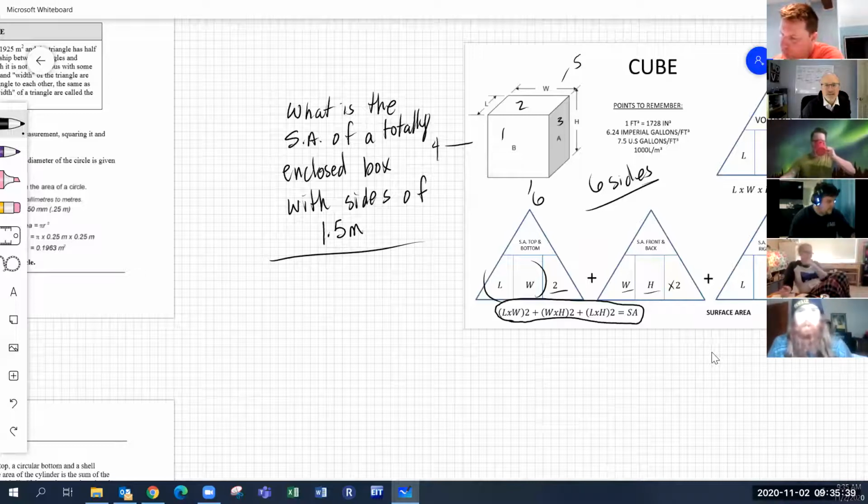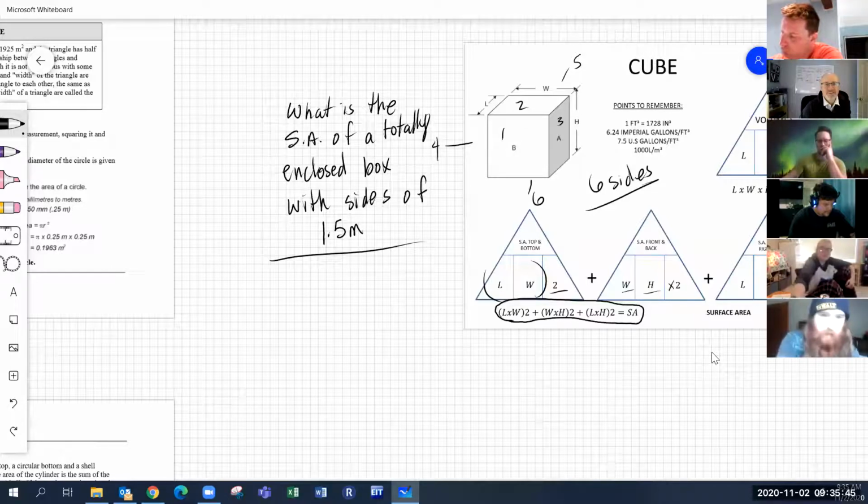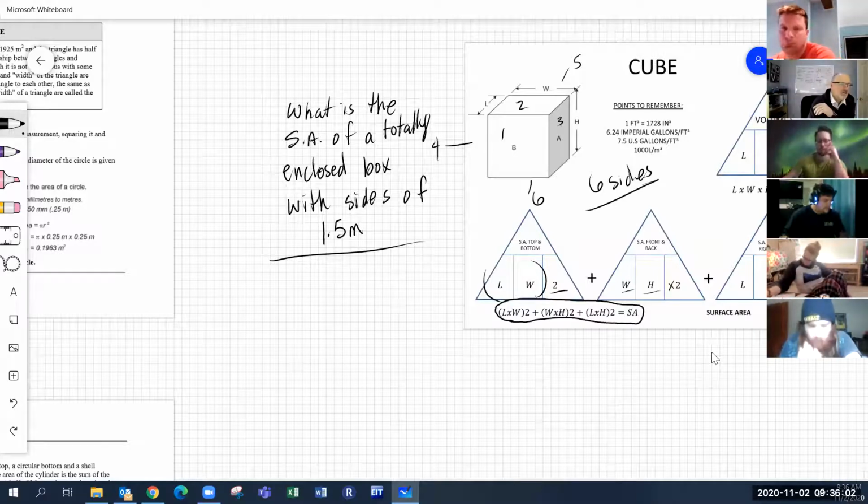Okay, what's the answer? Anybody? 13.5 what? Meters cubed? Meters squared. We're talking about an area, not a volume. Area is always in squared something. So I'm going to show you a quick way of doing this.